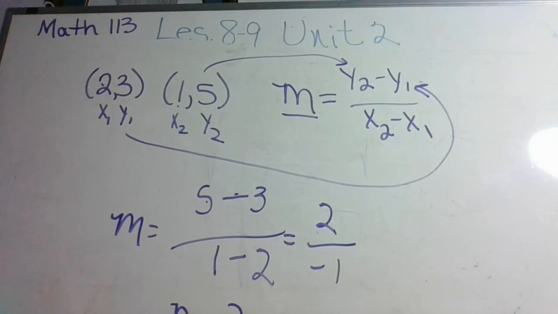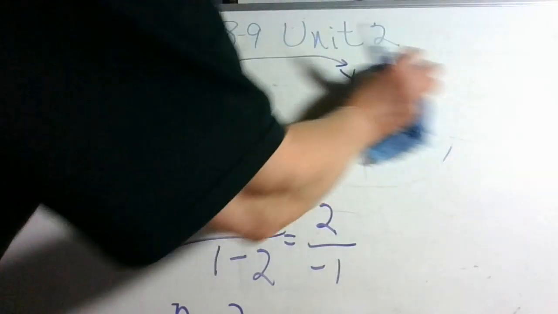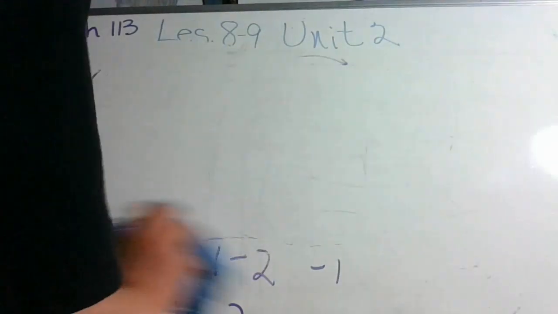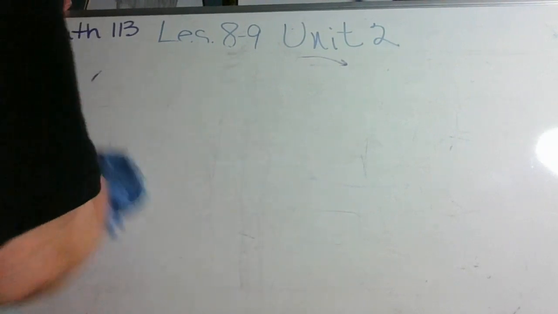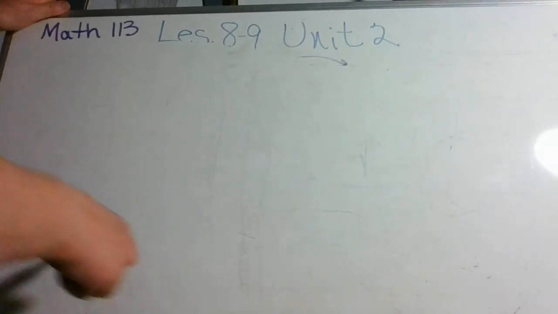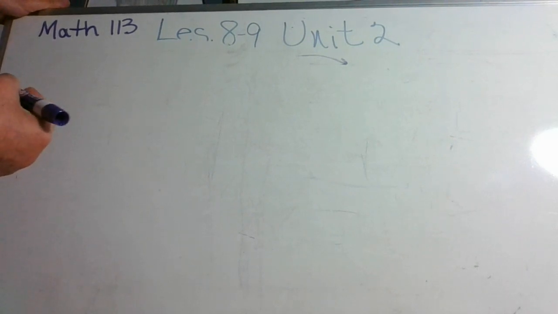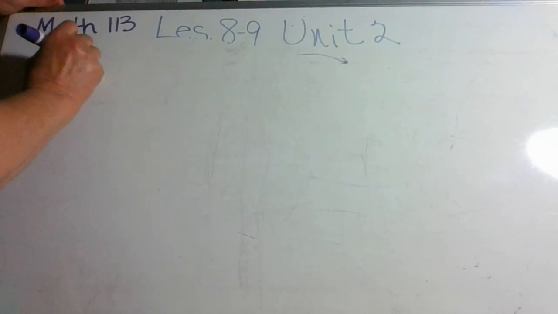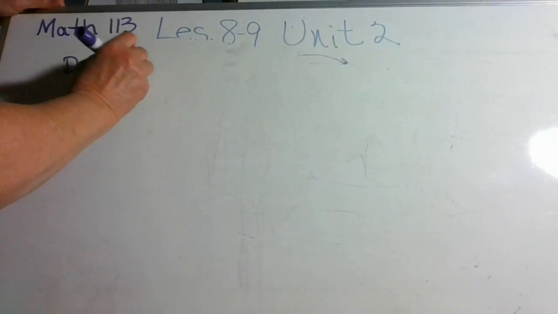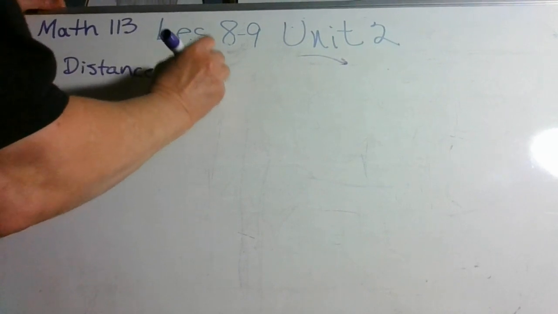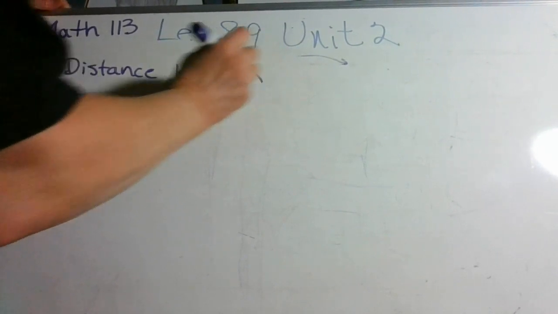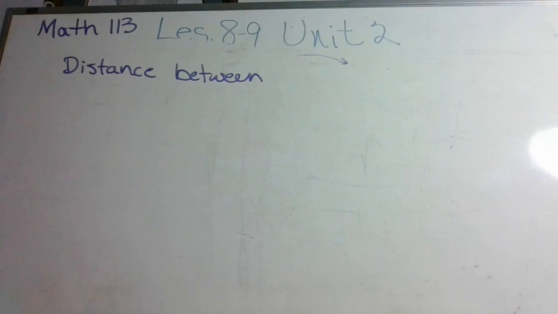Now, we have one more formula, and it's the distance formula. It finds the distance between 2 points. I think I forgot to tell you that this should be on page 22 of your book.